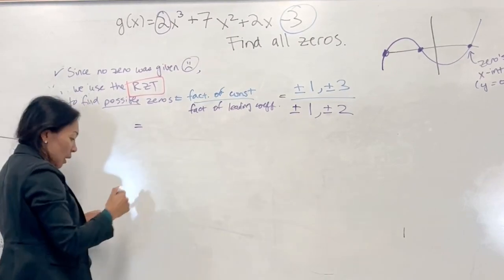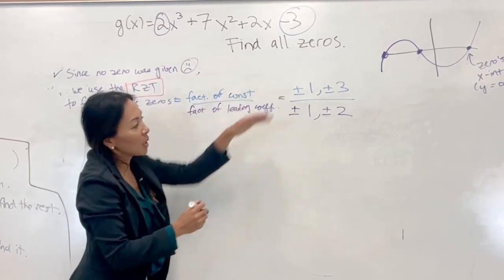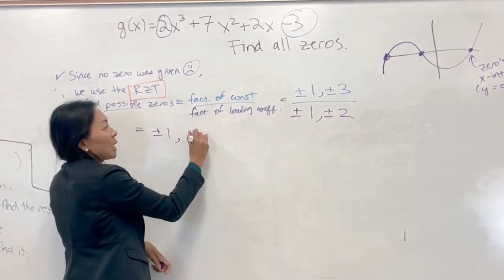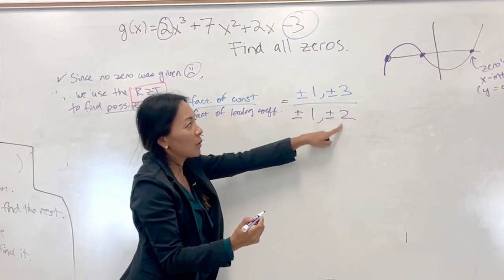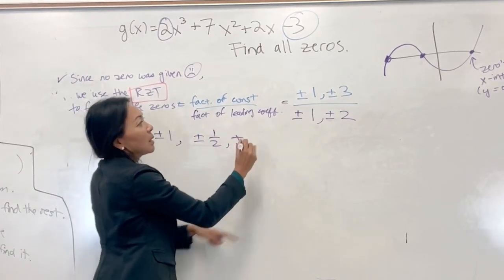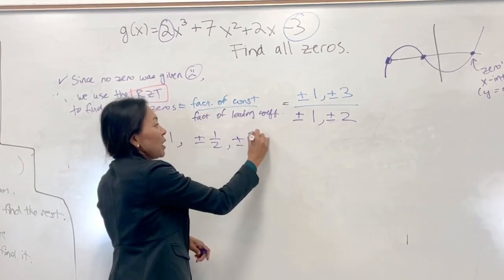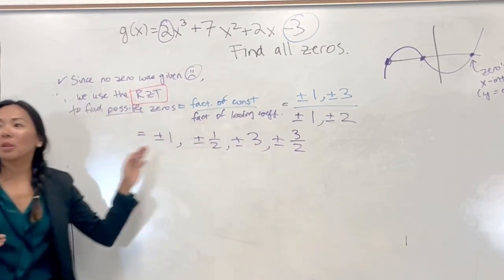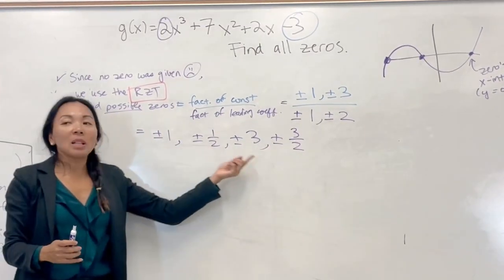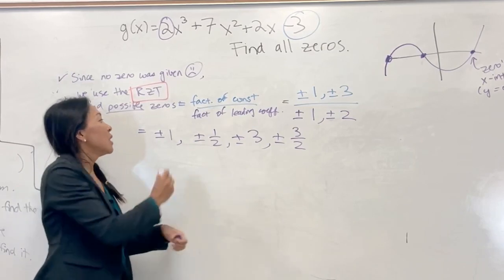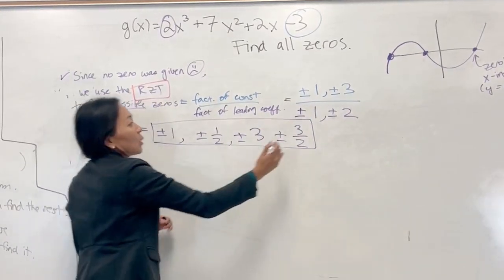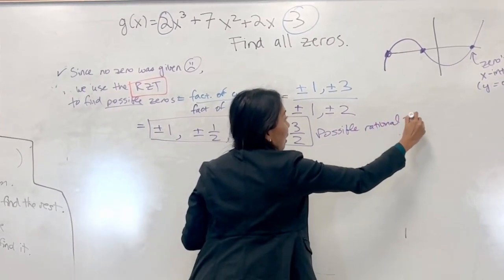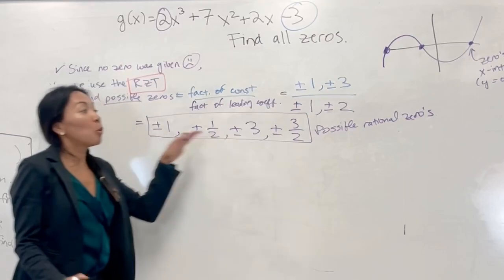So the combinations of this are going to be what or what? Plus or minus 1, because 1 divided by 1 is 1. What else? Plus or minus 1 over 2. What else? 3 over 1, which is just 3. Great. And last but not least, 3 over 2. So these are the possible rational zeros. How many of them are there? 8, right? So these are the possible ones. Possible rational zeros. Doesn't mean that they are all it, but one of them might be it.